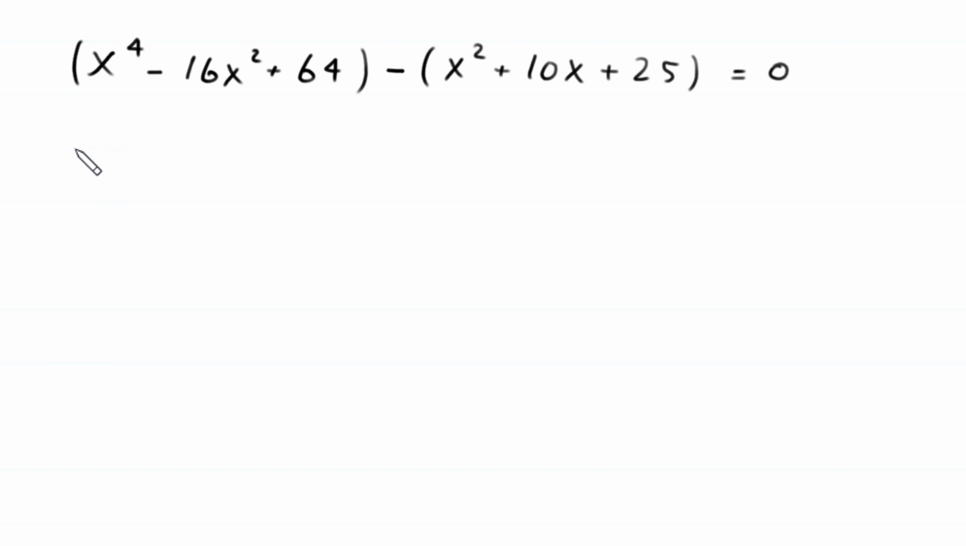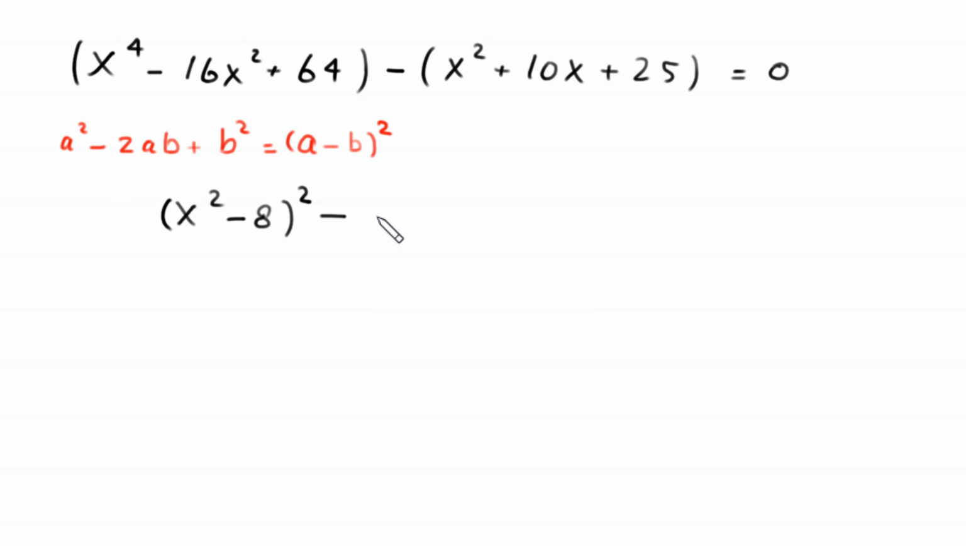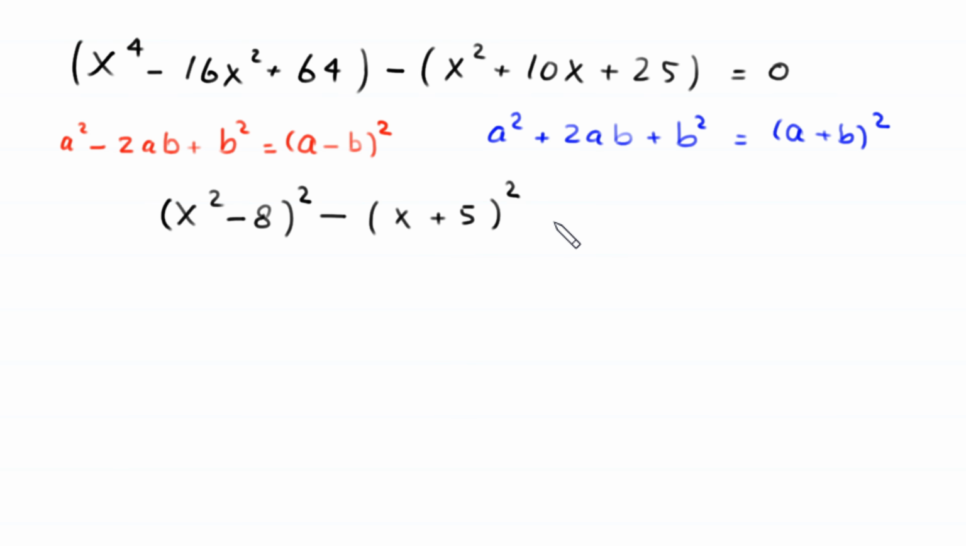Now by using this algebraic identity, a squared minus 2ab plus b squared is equal to a minus b whole squared, this expression will become x squared minus 8 whole squared minus, by using this algebraic identity, a squared plus 2ab plus b squared is equal to a plus b whole squared, this expression will become x plus 5 whole squared is equal to 0. Now we have difference of two squares.